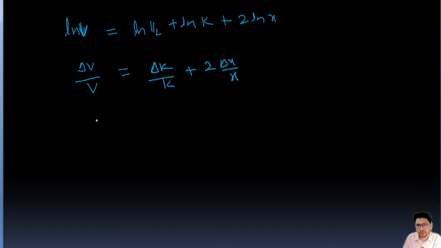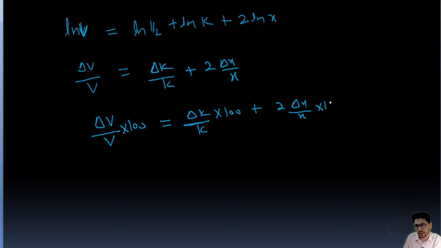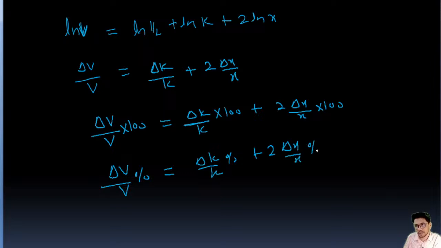Now first for percentage, we'll do del v upon v into 100 equal to del k upon k into 100 plus 2 delta x upon x into 100. This value is percentage, right? So del v upon v percentage is going to be this value we have been given, del k upon k percentage plus 2 del x upon x percentage.